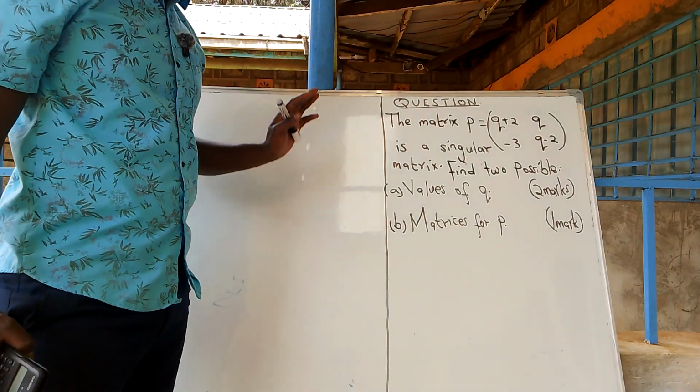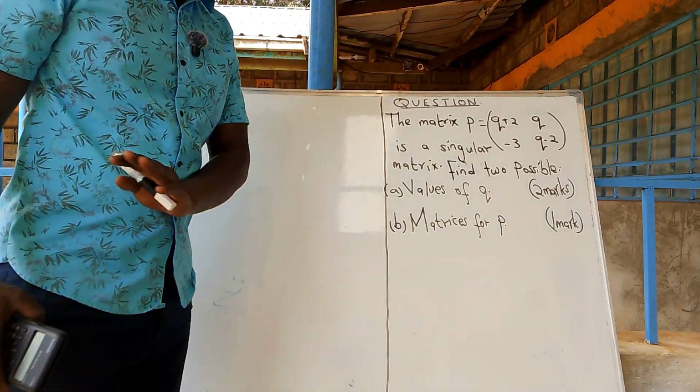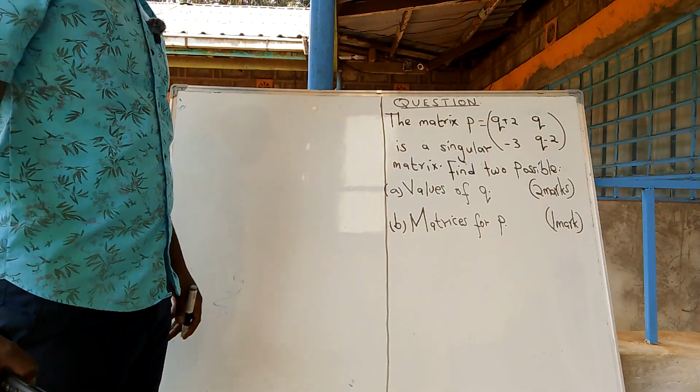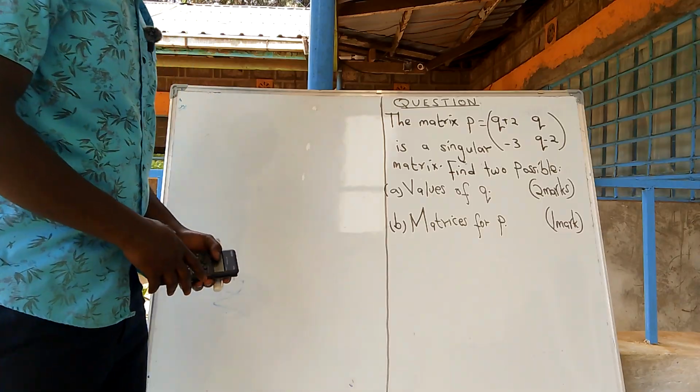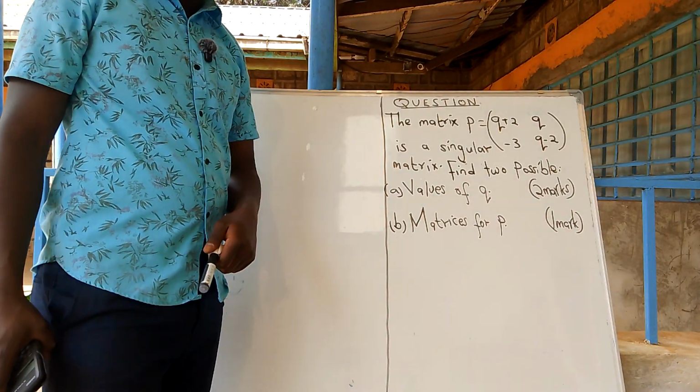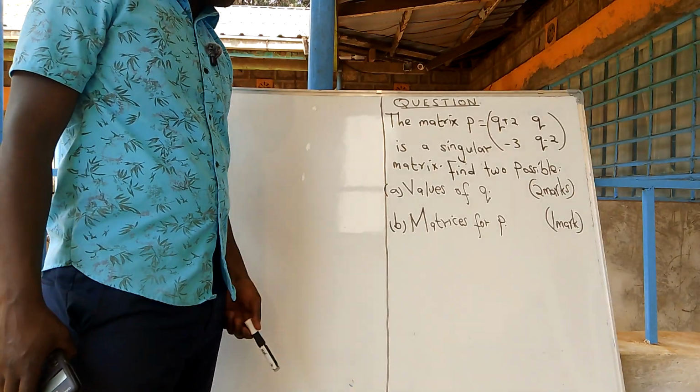Tulisema muhimu ni kumaster content. You can learn from anywhere. So today I've decided to do this video outdoors and there are still more that we'll be doing outdoors. So kuna swali liko hapa nataka tufanye. So ensure you have a book and a pen and probably a calculator.